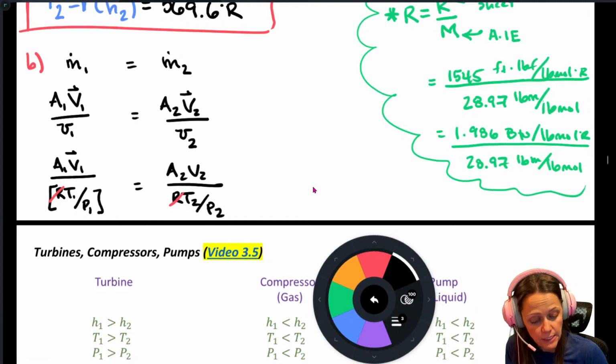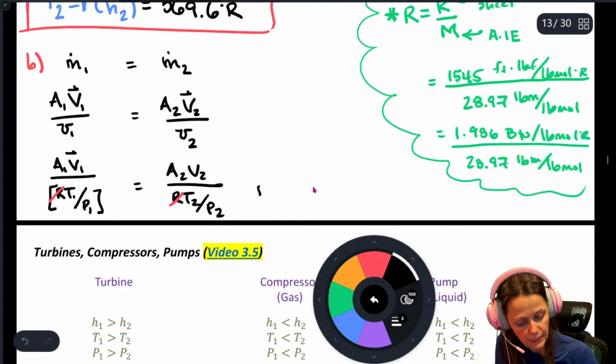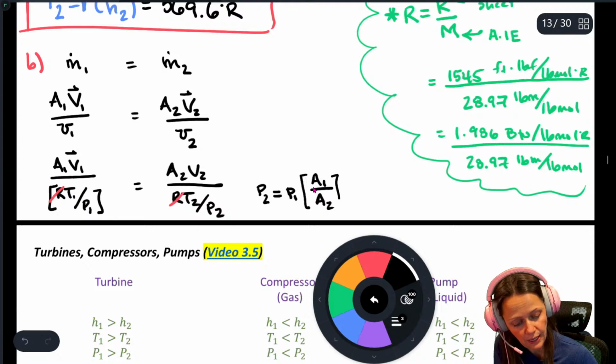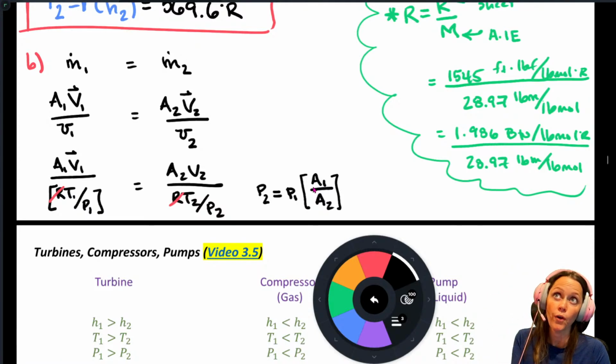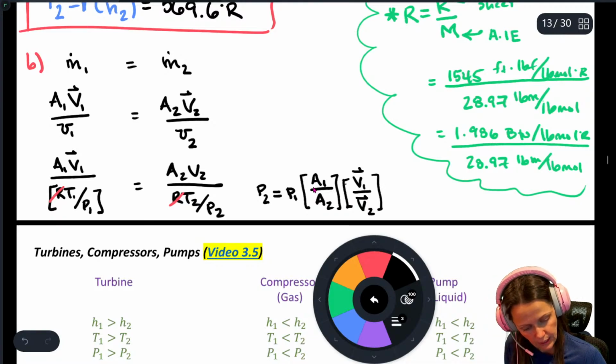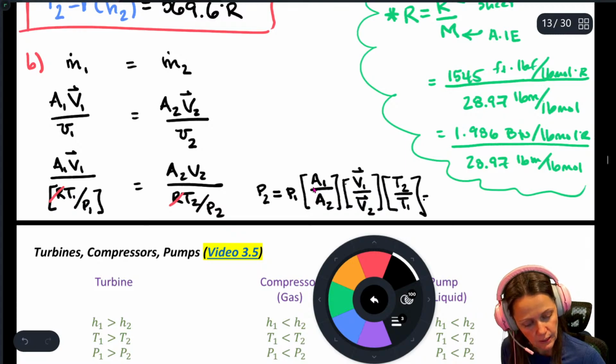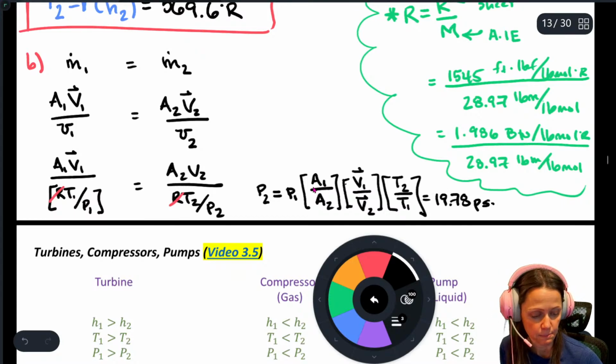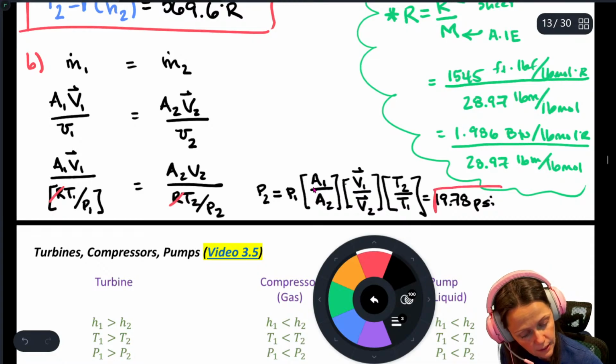All right, and so at this point, all I need is, what do I need? I need P2. So this is going to be P1, A1 over A2. We've got that ratio, right? A2 over A1 was 8, so this will be 1 over 8. And then this will be velocity at 1 over the velocity at 2. What else do I have? I have temperatures. I got T2 over T1. So I end up getting 19.78, and this is in PSI. Perfect.